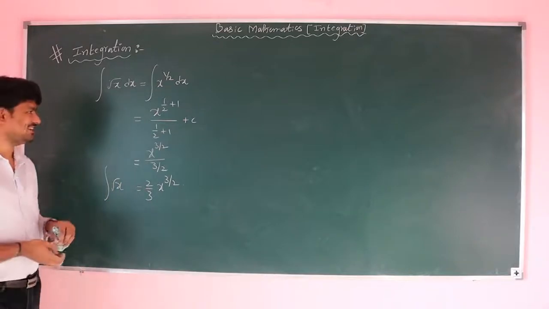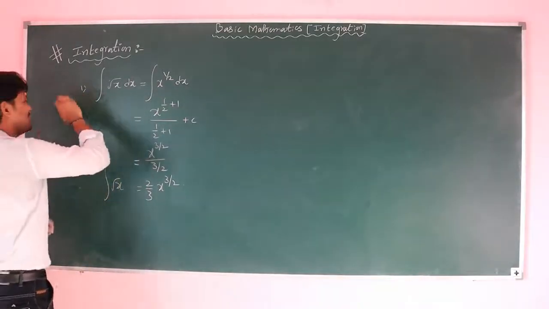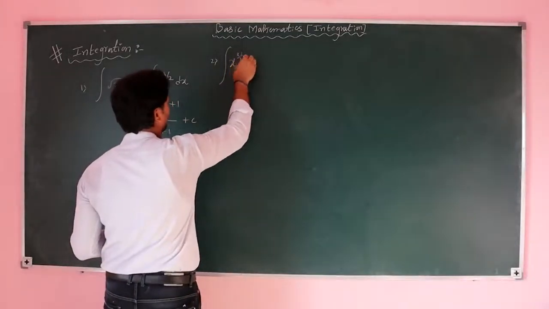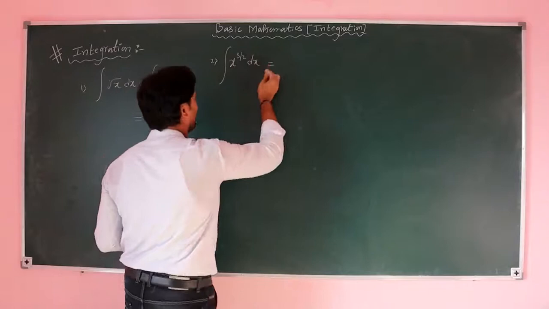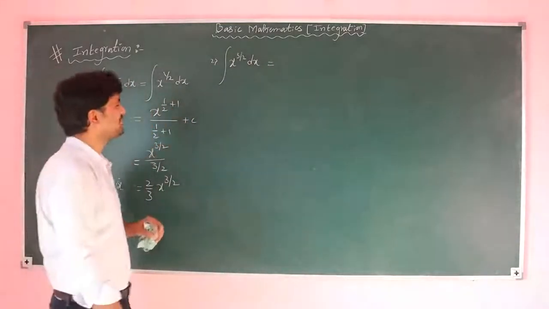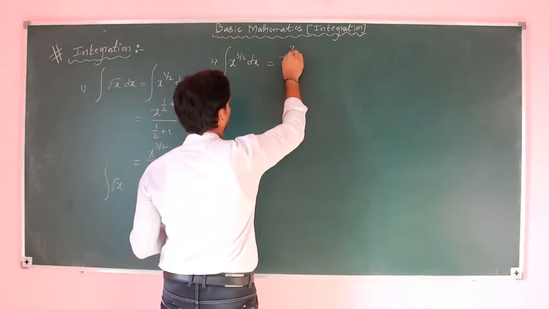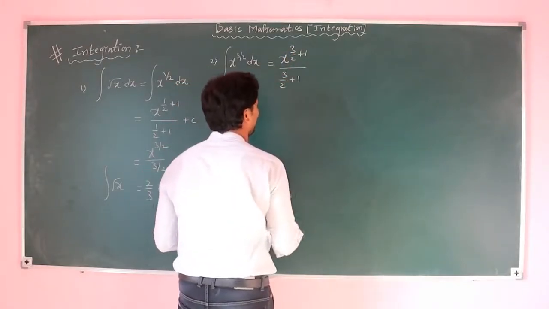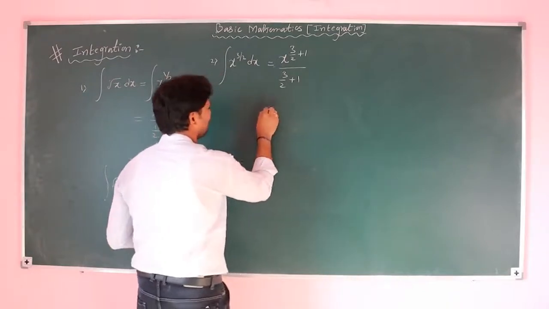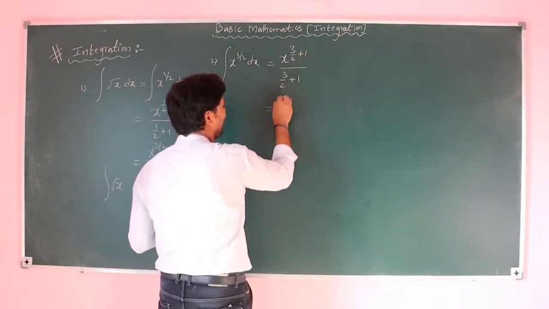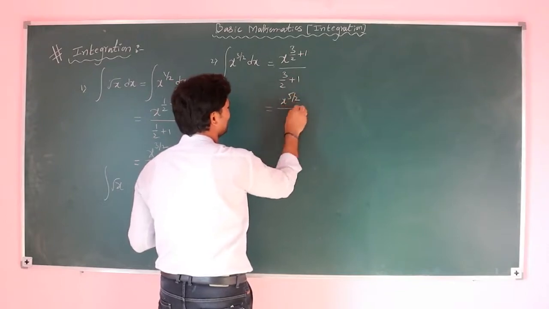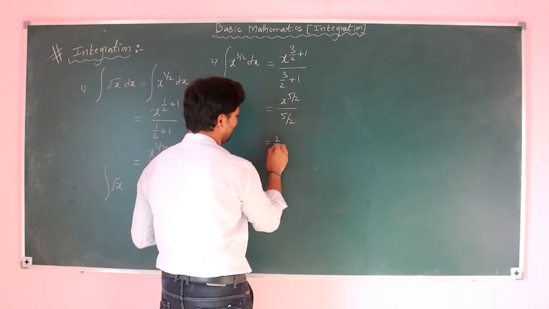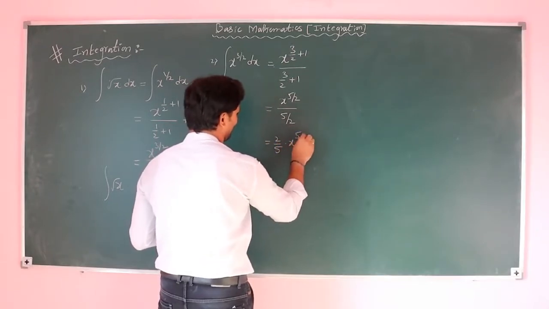Let's see some more examples. Integration of x to the power of 3 by 2 dx. How much do you get? x to the power of 3 by 2 plus 1, divided by 3 by 2 plus 1. 3 by 2 plus 1 is 5 by 2, so x to the power of 5 by 2 by 5 by 2. That is simply 2 by 5 into x to the power of 5 by 2.